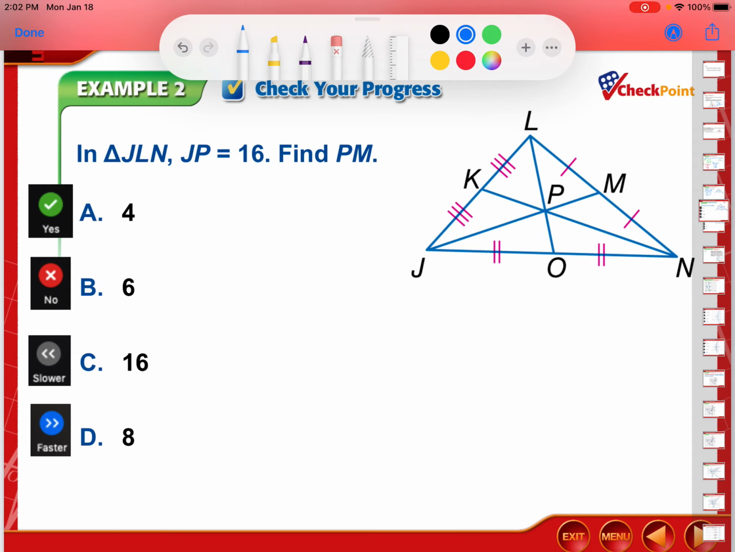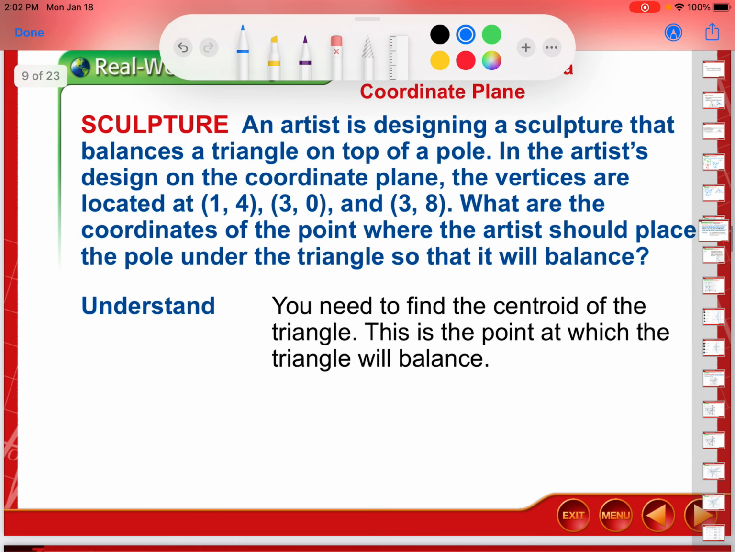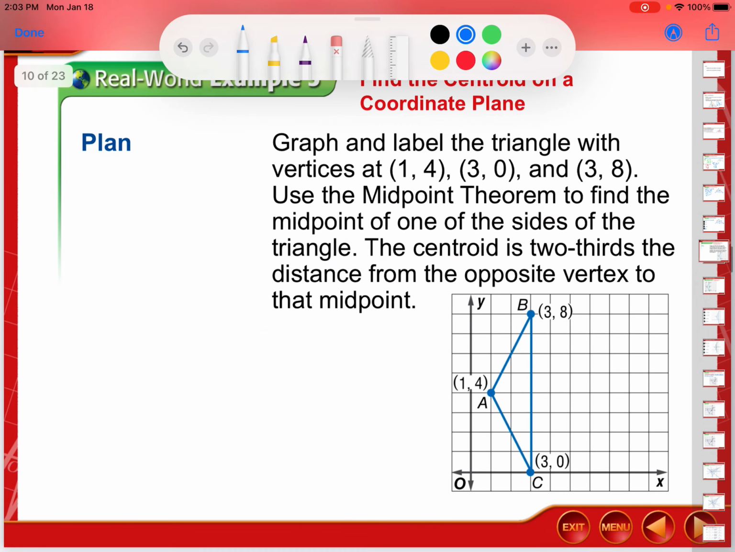All right, so continuing on, another problem that you would solve individually. The correct answer is D. So, sculpture. An artist is designing a sculpture that balances a triangle on top of a pole. In the artist's design on the coordinate plane, the vertices are located at (1, 4), (3, 0), and (3, 8). What are the coordinates for the point where the artist should place the pole under the triangle so that it will be balanced? Okay, so we have to graph this.